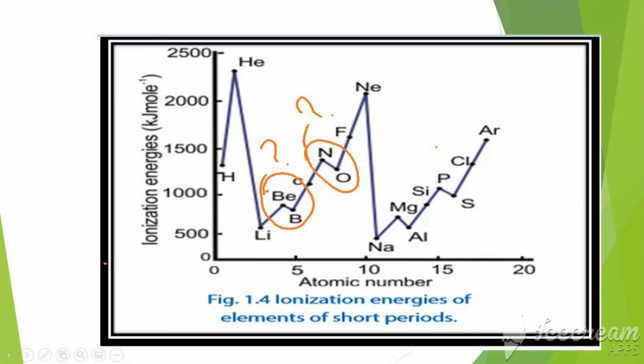But in case of oxygen, belonging to group 6 having 2 electrons in s and 4 electrons in p, it is comparatively easy to remove electron because p orbital is not stable, neither half filled nor completely filled. P having 4 electrons, and therefore it is easy to remove electron from oxygen as compared to nitrogen.